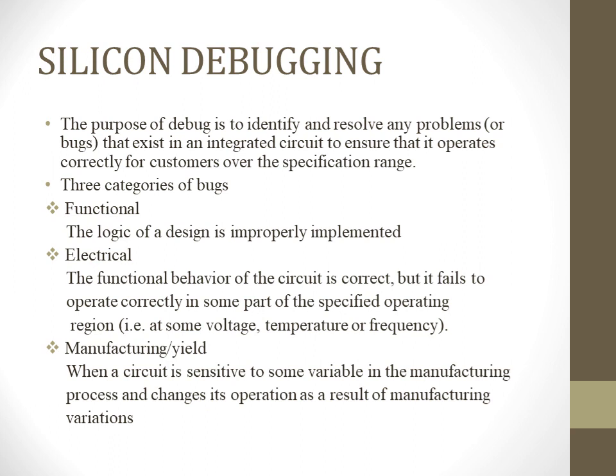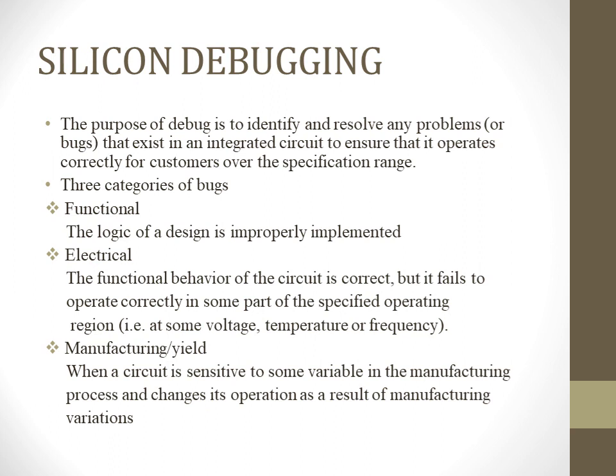The purpose of debugging is to identify and resolve any problems that exist in an integrated circuit to ensure that it operates correctly for customers over the specification range. The debug process can easily make the difference between success and failure of a design. The term bug has been used for over a century to describe design problems.